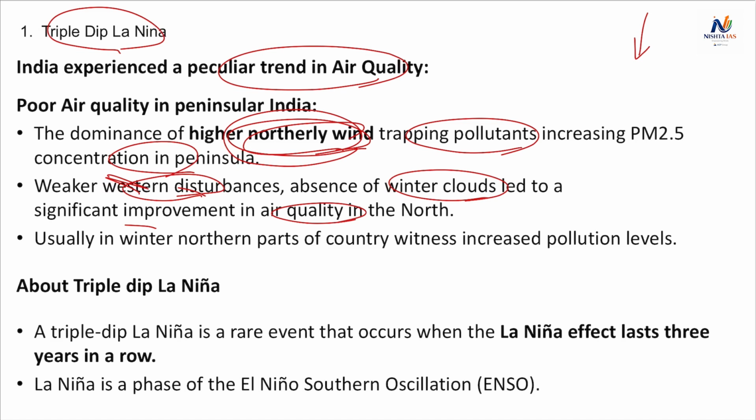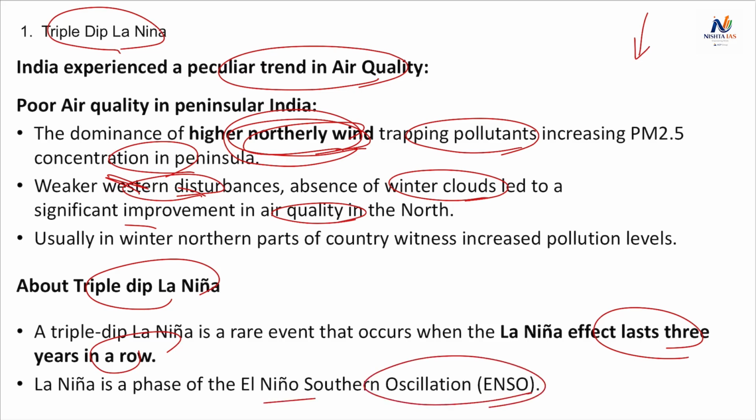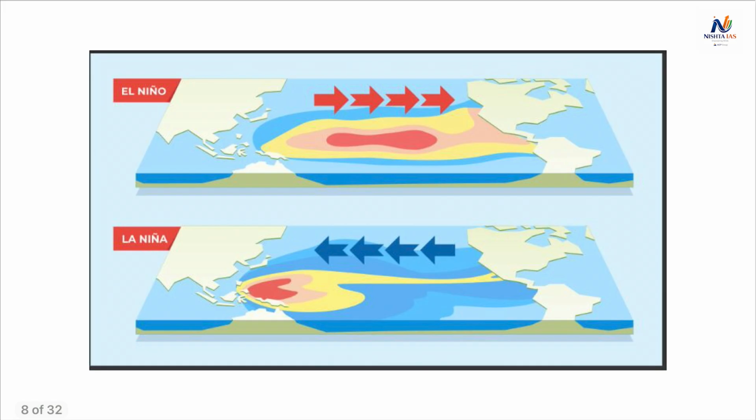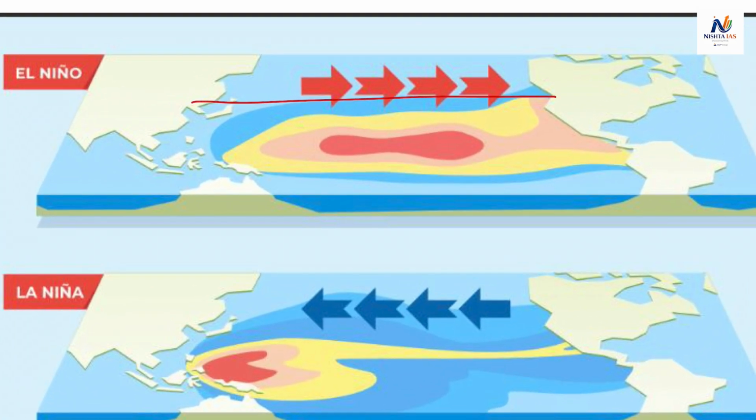And hence, triple dip La Nina reversed the air quality trends in India. Then, what is triple dip La Nina? It is a La Nina which lasts for 3 years in a row. And it is nothing but the La Nina which happens usually because of the ENSO, that is El Nino Southern Oscillation. Friends, here we see what is El Nino.